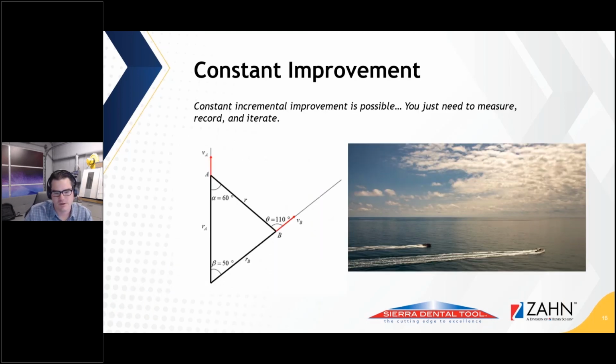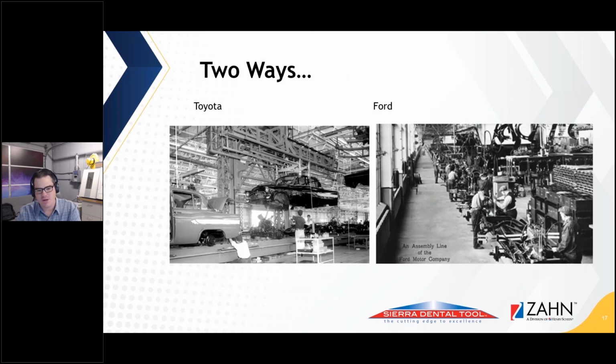Little note on constant improvement. I like this metaphor of 2 boats on the ocean, and if they have 0.2 of a degree of separation over time, those tiny little incremental changes add up to massive changes. Back to mindset.